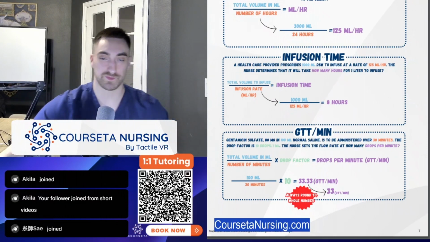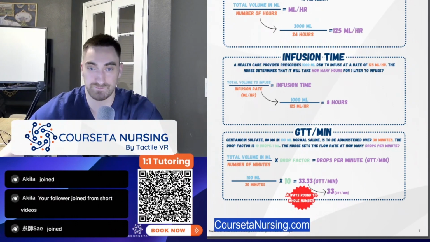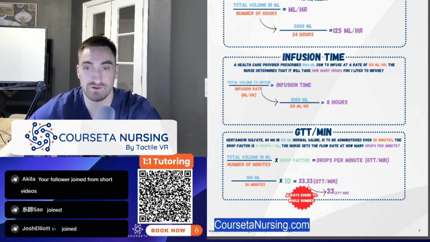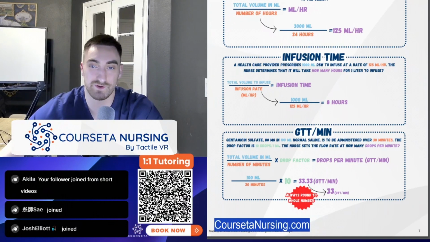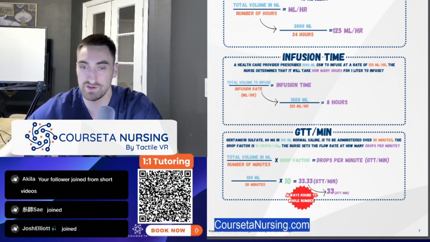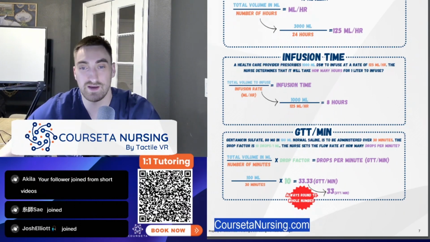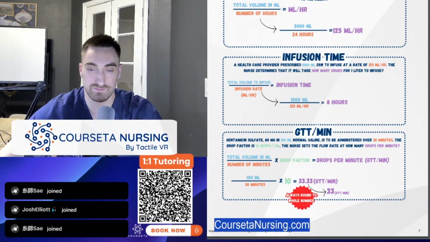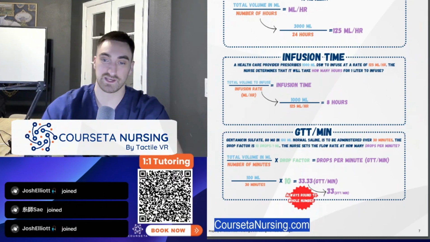All right, so we know the formula is total volume in mLs over the number of minutes times the drop factor. Where's the total volume in mLs? Gentamicin 80 milligrams in 100 mLs. So we'd put 100 there. It is to be administered over how many minutes? 30 minutes. So we put 30 there. The drop factor is 10 drops per 1 ml. So you've got 10. There's your formula, 100 divided by 30 times 10. You would get 33.33 drops per minute.